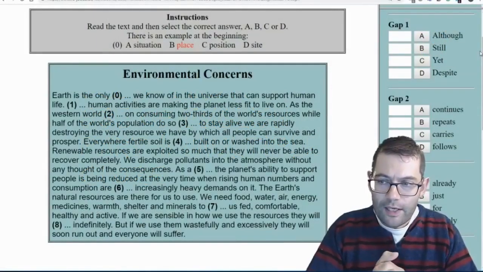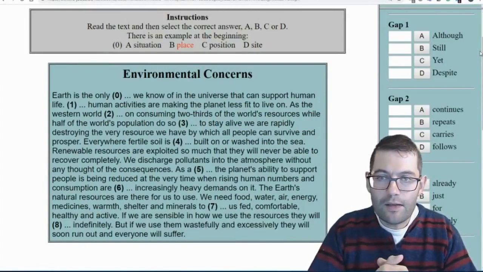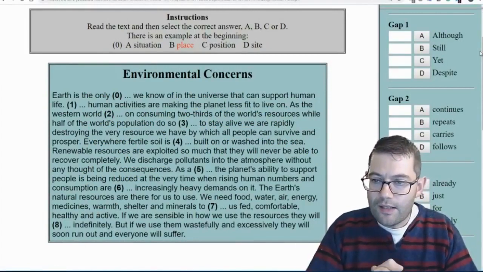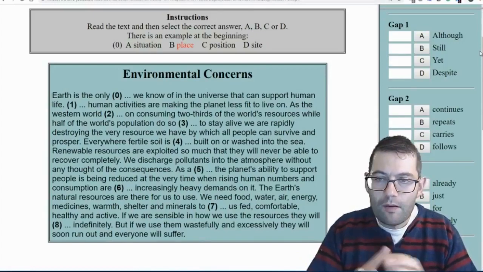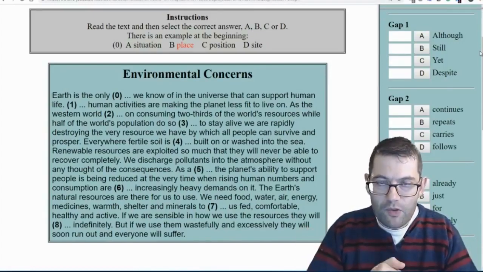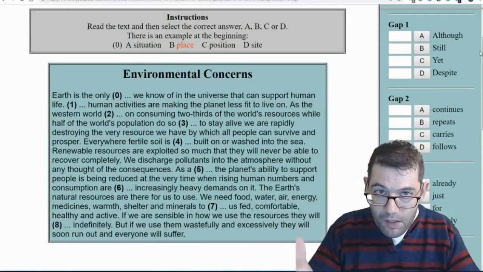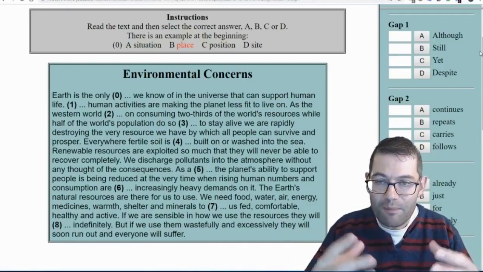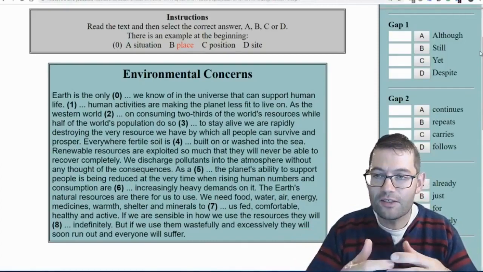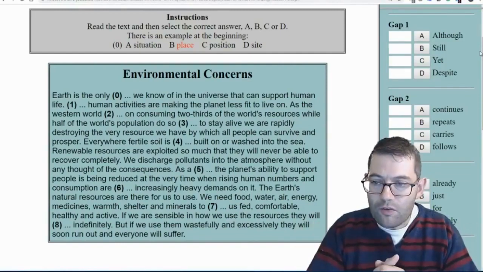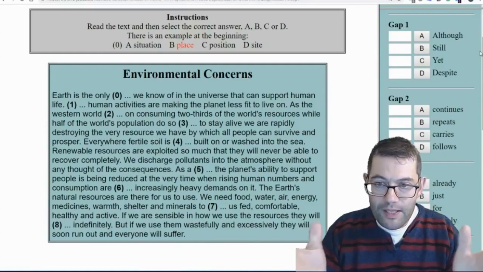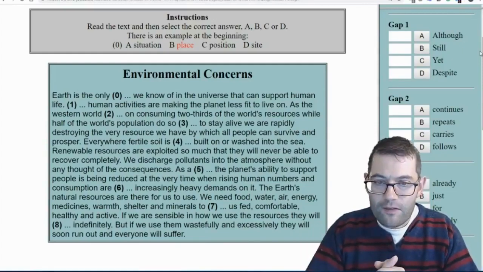Okay, so if we have a look through the text, this is the example question: Earth is the only place we know of in the universe. Just to go through the example question, all of the other answers are not appropriate. Earth is a place, it is a location, it's not a situation, a position, or a site. So the only answer here could be B. Earth is the only place that we know of in the universe that can support human life.